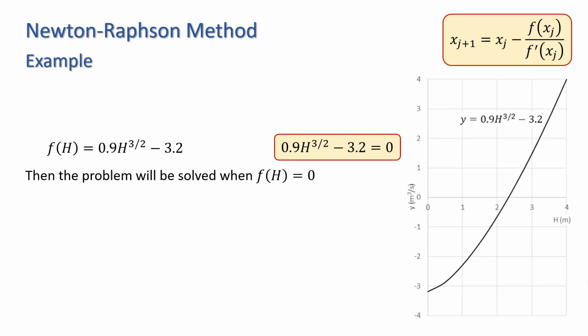Here we see a graph of the function for values of h between 0 and 4. In fact, we can see that this function is well behaved in that there are no turning points we need to worry about, so any initial value should be fine. Okay, so first we differentiate f, giving f' of h equals 3 over 2 times 0.9 h to the power of a half, which is 1.35 h to the half.